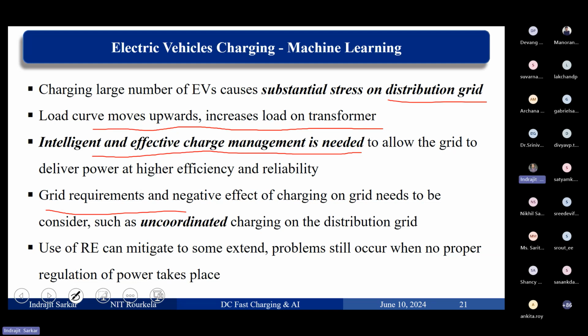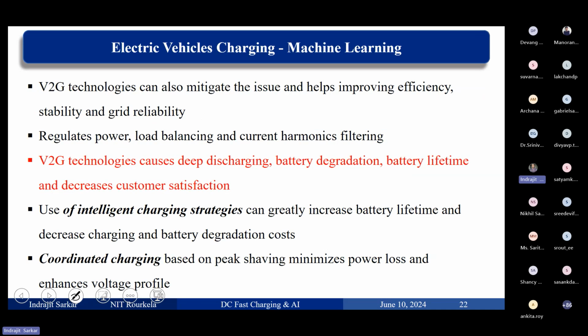Use of RE can mitigate to some extent. Problems still occur when no proper regulation of power takes place. So RE, yes, we are moving towards RE. Now V2G technology can also mitigate the issue and helps improve efficiency, stability, and grid reliability.